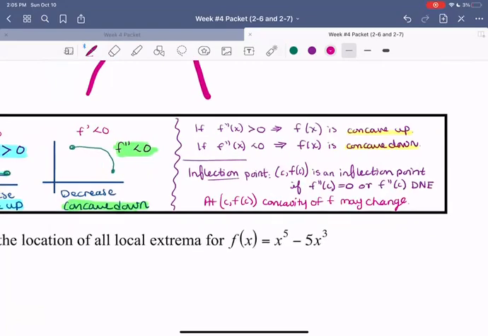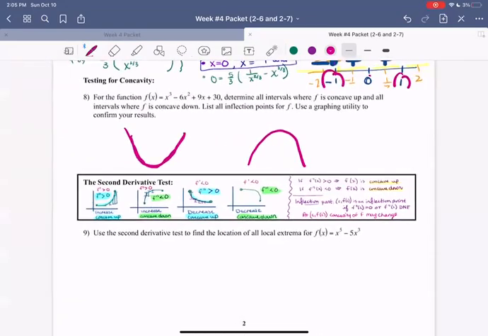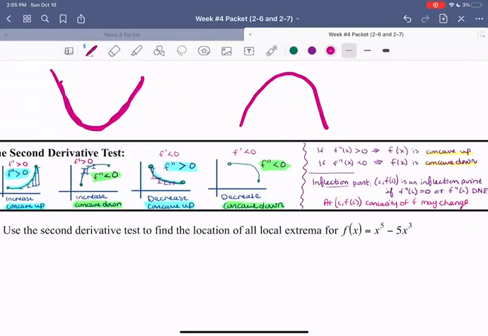Excellent work. All right, in the next video, we're going to look at the next examples to help us become more comfortable with this second derivative test.